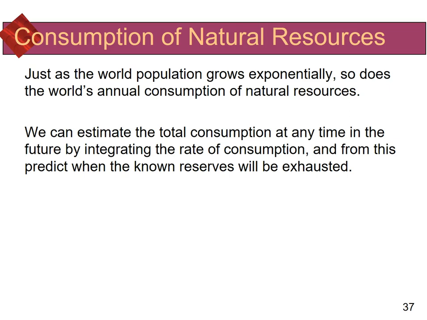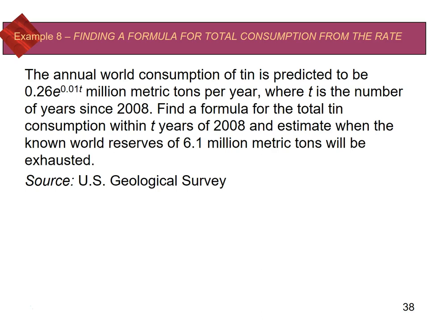They go into specific examples of where this could possibly be used. They talk about consumption of natural resources, and give an example here. The annual world consumption of tin is predicted to be 0.26 e to the 0.01 t million metric tons per year. So they're giving us a rate of change where t is the number of years since 2008. Find a formula for the total tin consumption after t years of 2008 and estimate when the known world reserves of 6.1 million metric tons will be exhausted.